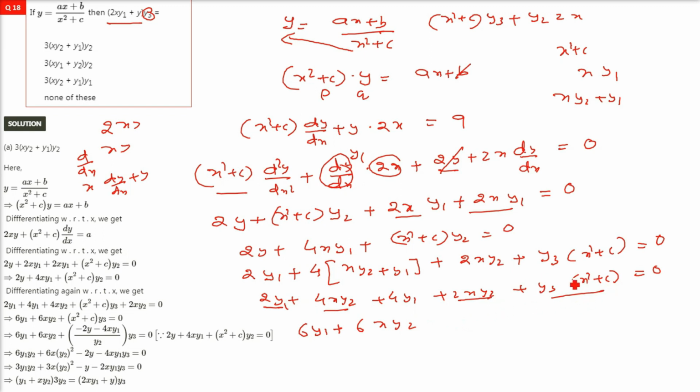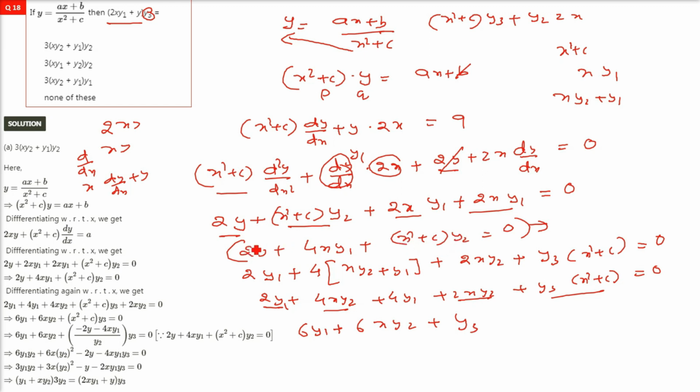This x square plus c can be replaced by what we have done earlier, because we are requiring y3 in the question, 2x y1 plus y, from where we are going to get this y3. For x square plus c, there is a step which we just have seen, that 2y plus 4x y1 plus x square plus c into y2 is equal to 0, and from here we can eliminate this x square plus c with the terms having y, y1, y2 and x. So this particular step will be used for the replacement. How are we going to use the replacement?